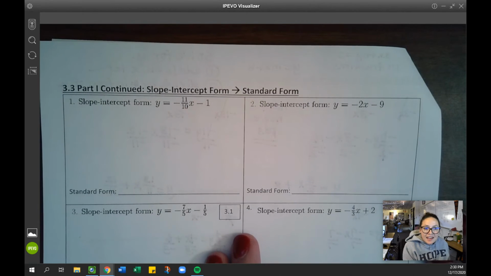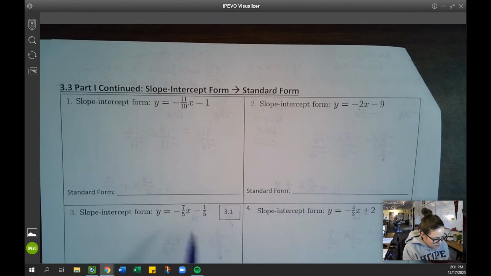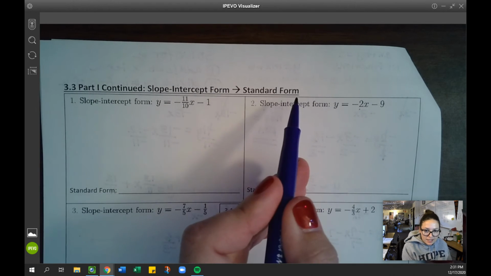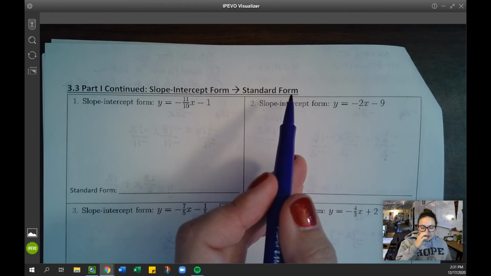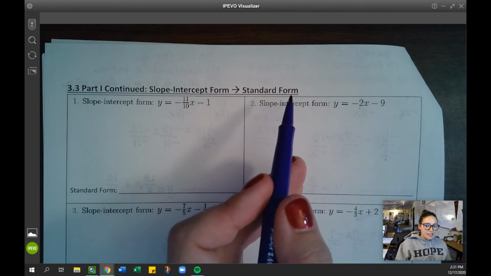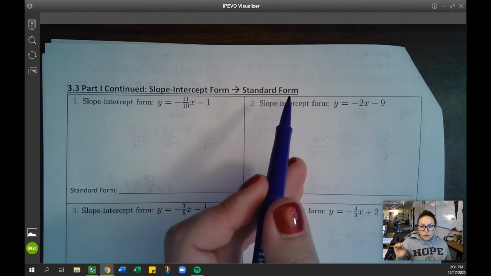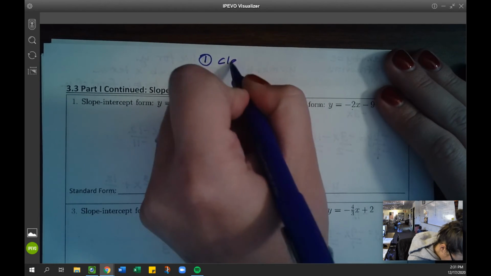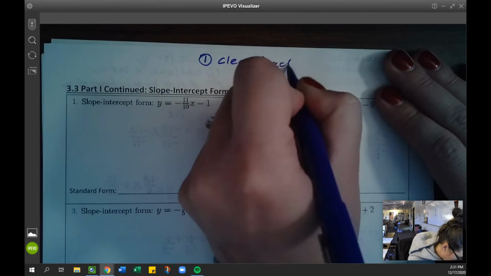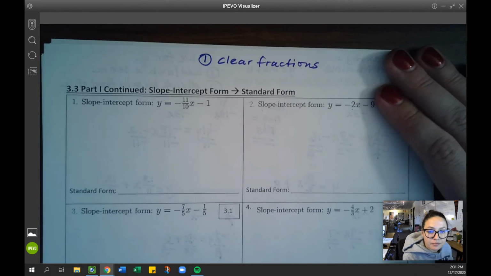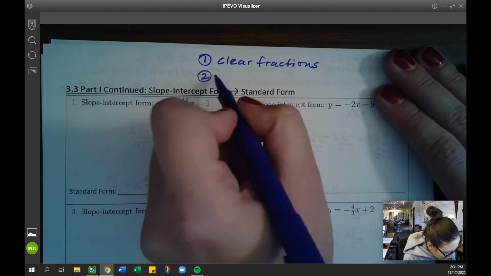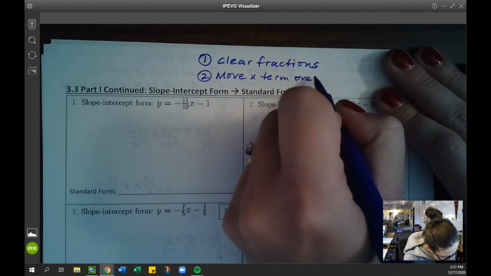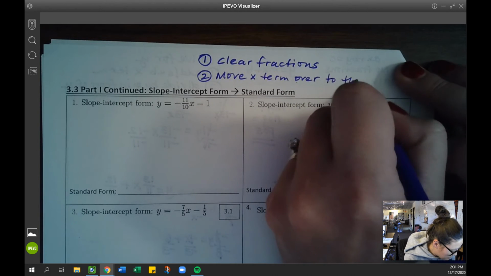Now we are going the opposite way. If you look at all these equations, they are in slope-intercept form, and we want to move them to standard form. So remember, standard form has x and y on the same side and no fractions. So we're going to make it that way. So step 1 is to clear fractions, if there are any. Step 2 is to move the x term over to the left.